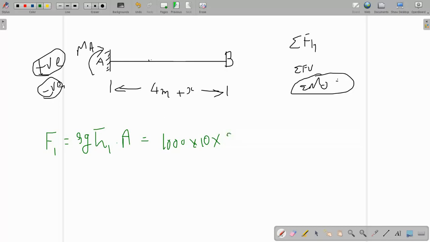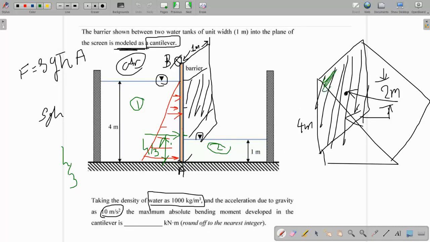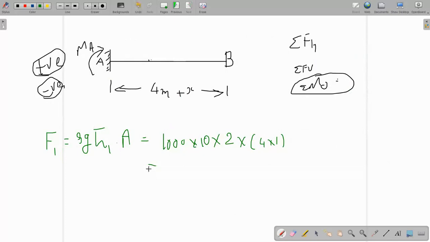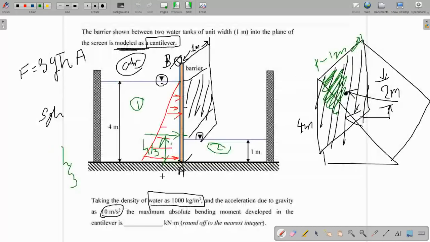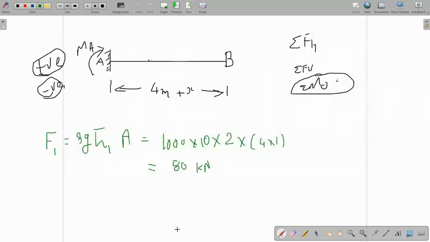H bar is 2 meter, and the projected area is 4 meter by 1 meter, because the wetted area is like this. Here I have shown you the width perpendicular to the plane is 1 meter, so the total area is 1 meter this and 4 meter vertical. So this is 80 into 1000, but we will write it in kilonewton. Why? Because in the question we have to find the answer in kilonewton meter, so it is better to take force in kilonewton.